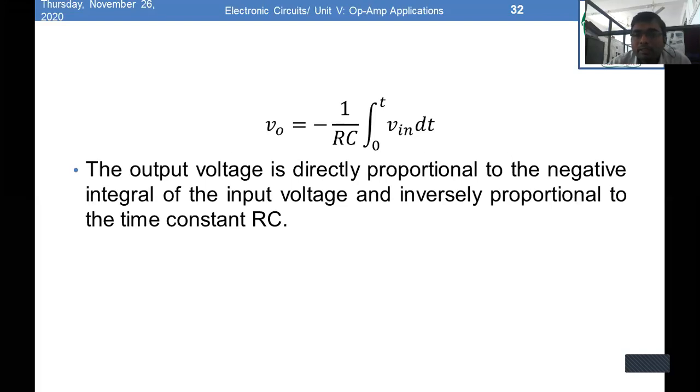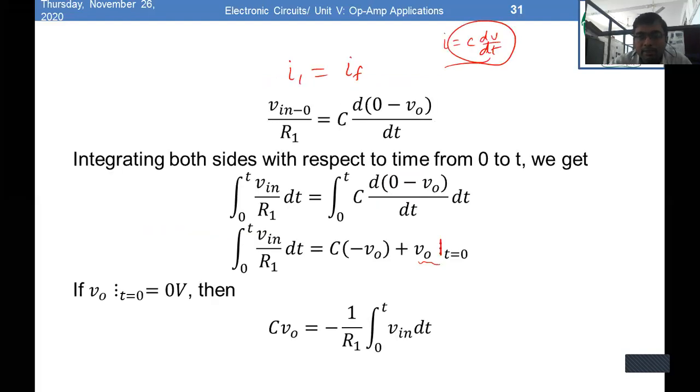So the output voltage here is directly proportional to the negative integral of the input voltage and inversely proportional to the time constant RC. So this is the important formula here. This is the output voltage equation for the ideal integrator. So note down all these equations that I have taught you. Please take the screenshot of this.